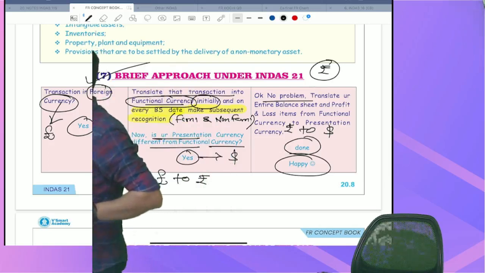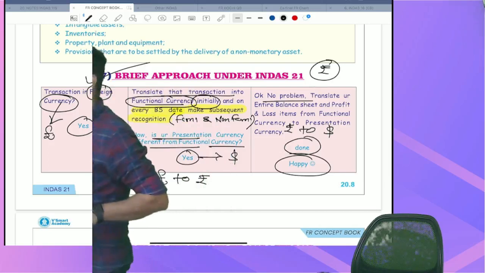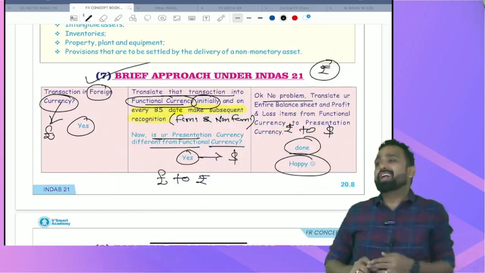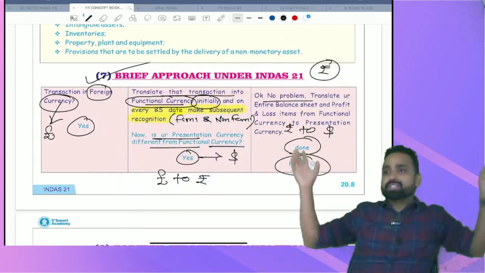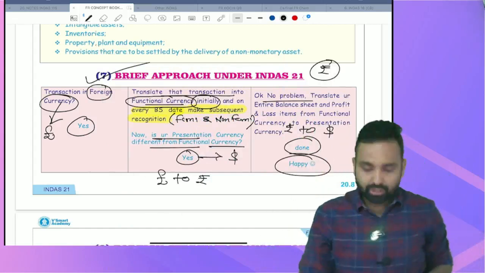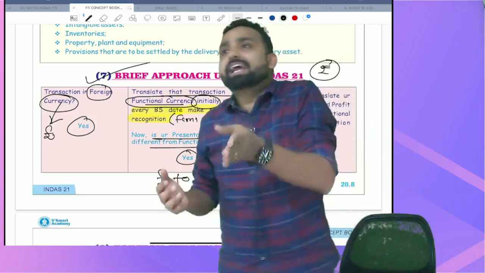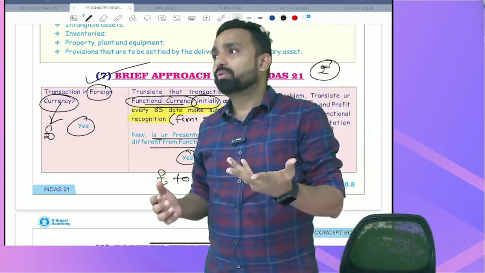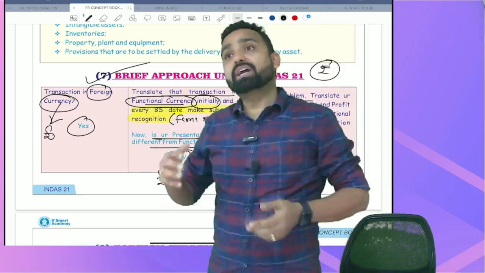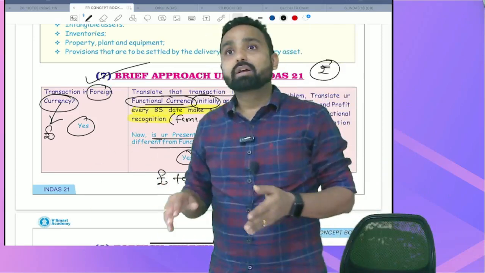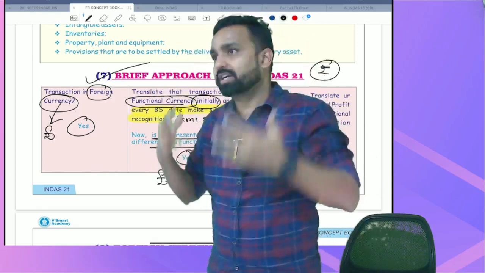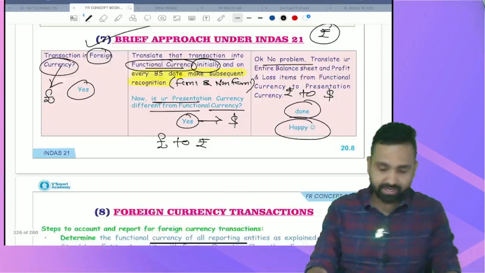It is written in the third column. Please read the third column again. Translate your entire balance sheet and entire P&L from functional to presentation. Where we do FCMI and FCNMI, it is foreign to functional; where we translate the entire balance sheet and entire P&L, it is functional to presentation. This is the way you have to understand. Okay, fine, great.